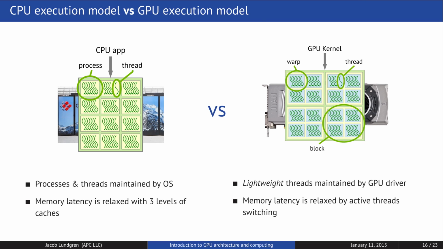Memory latency is relaxed by using the 3 levels of caches in CPUs. This takes up a lot of space on the chip. Meanwhile, the GPU utilizes active thread switching in order to hide this memory latency.